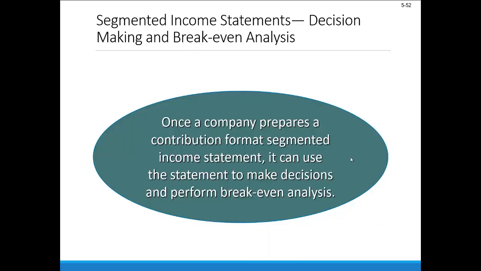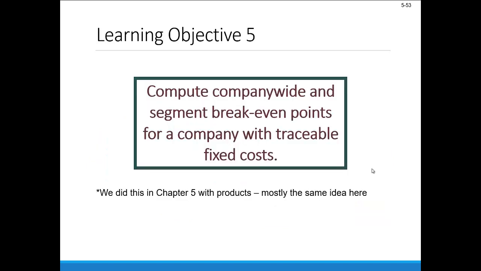Now, back in chapter 5, we did some break-even analysis for the company as a whole, and if they had multiple products and so on. We can do break-even analysis with our segmented reporting as well, and it works just a little bit differently. So that was learning objective 5, to calculate company-wide and segment break-even points for a company with traceable fixed costs.